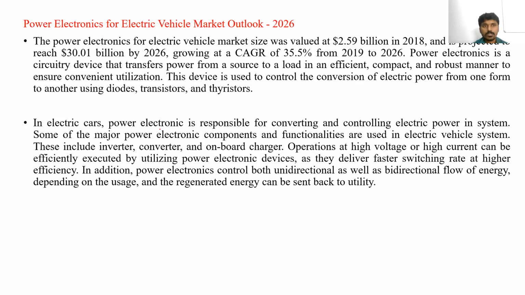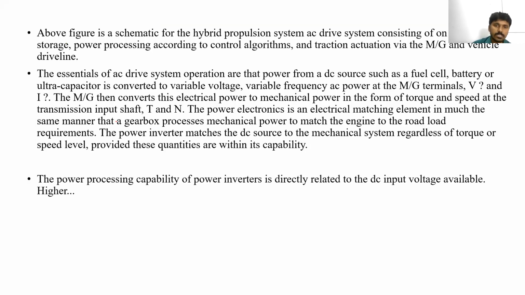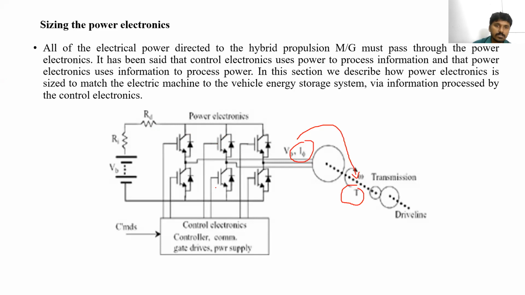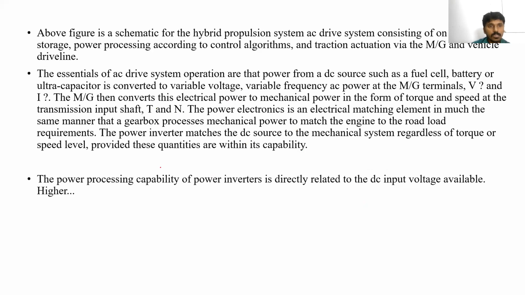So the power electronics is a circuitry device that transfers power from a source to a load. Power electronics is nothing but one type of circuit. It will transfer power from one form to another form, DC to AC or AC to DC, whatever. Clear?